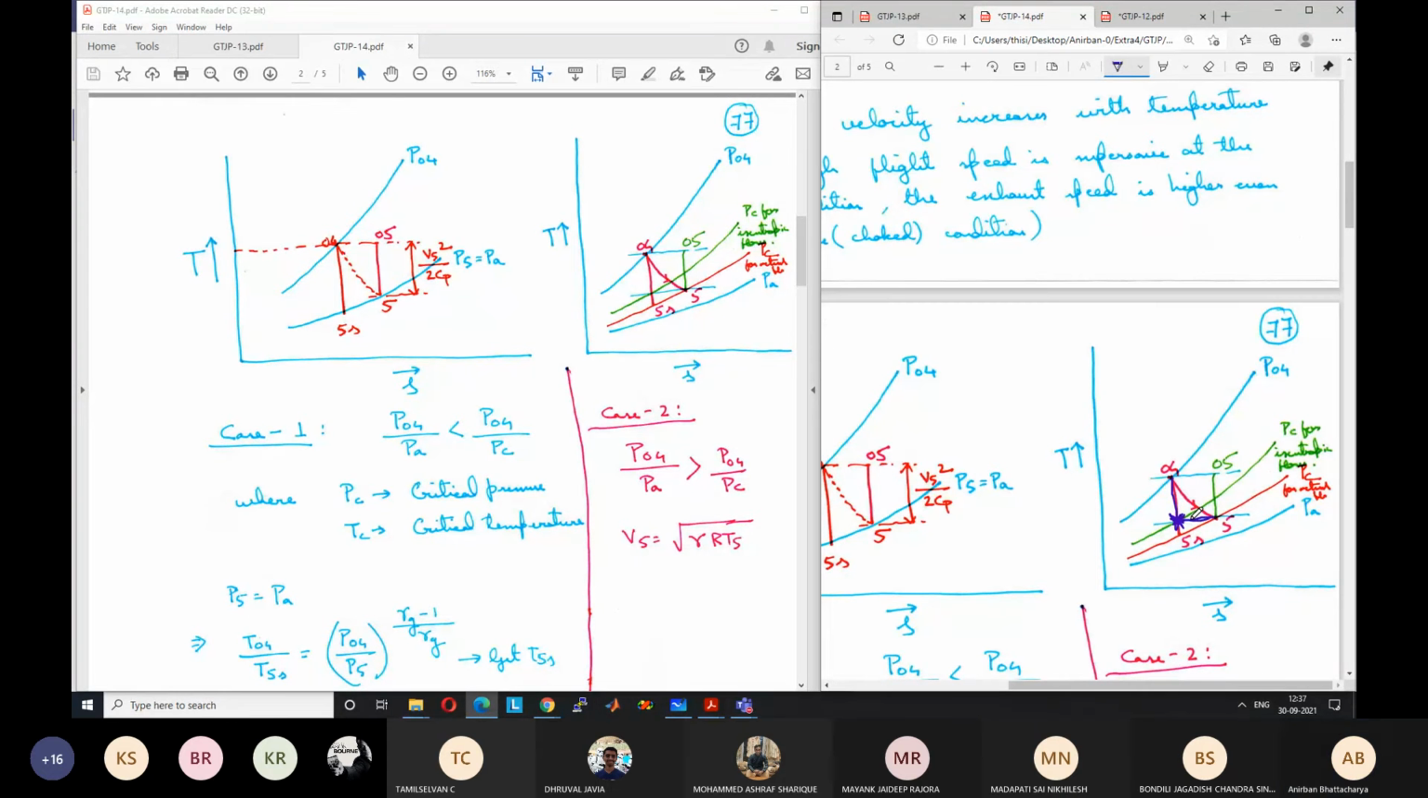So again, let us revise this. In real life, what is happening? We are going from 04 to 5. As a result, the velocity is increasing, and velocity is reaching the sonic velocity. The stagnation enthalpy still remains same. H05 is equal to H04. Static enthalpy has decreased from 04 to 5. So this is the decrease in the static enthalpy, static temperature.